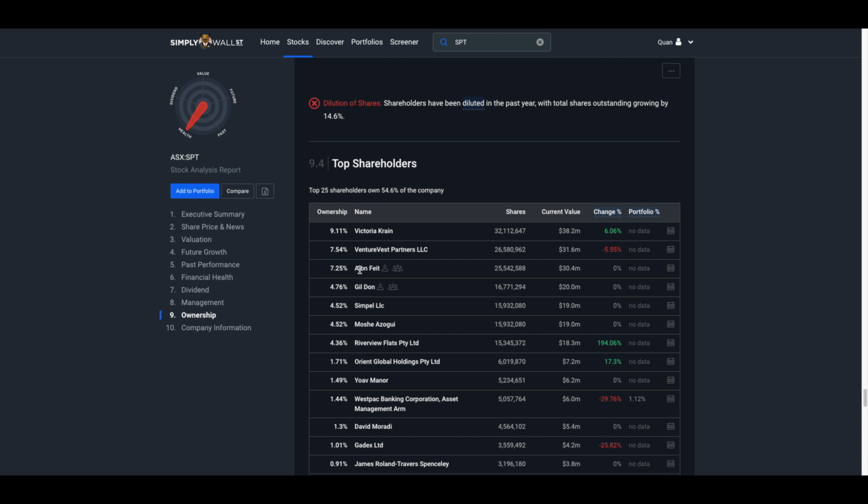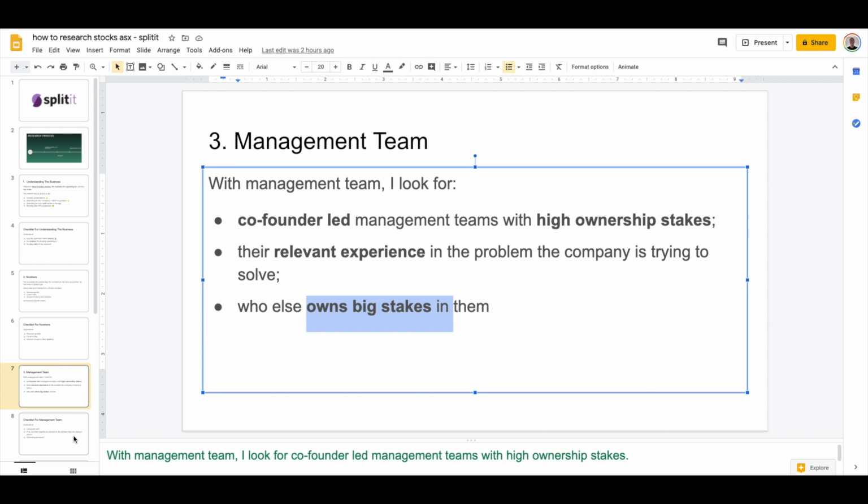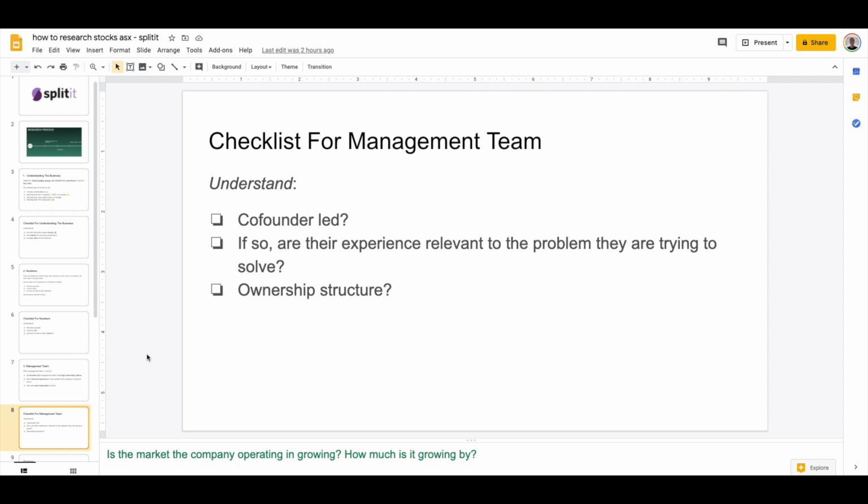So yeah, that's definitely a deal breaker for me. After doing all that, I usually have a checklist, I guess a mental model, that I tick every time I go through my research process. And I personally prefer that it's co-founder led, and if they have the experience to solve the particular problem the company is trying to solve, great. If not, not a biggie.